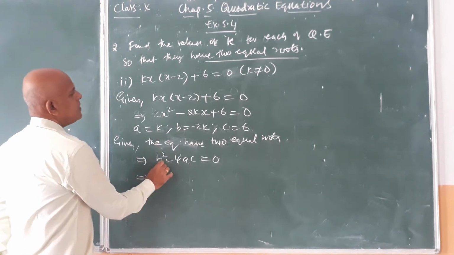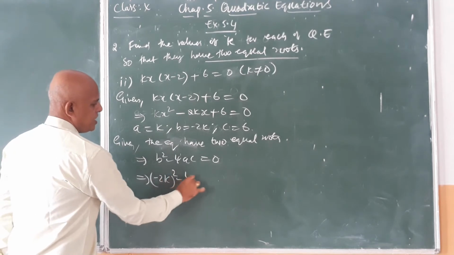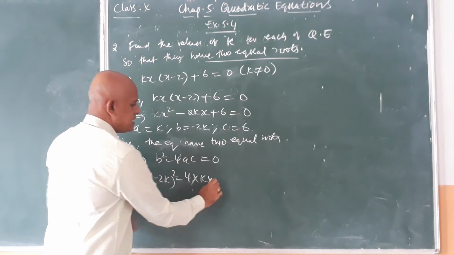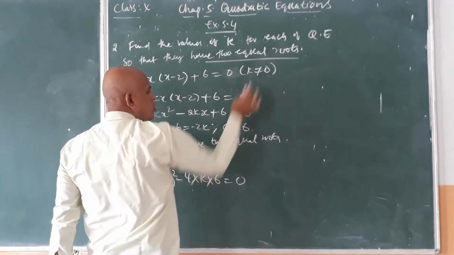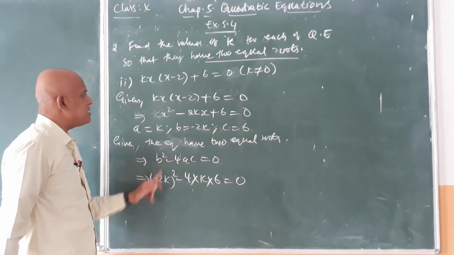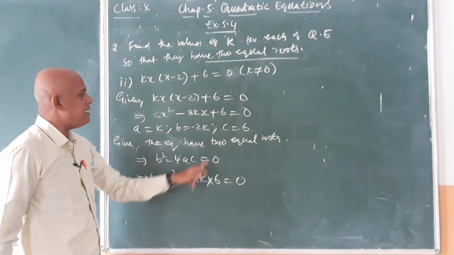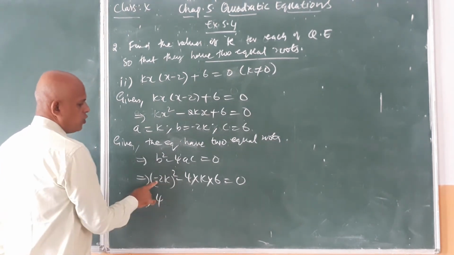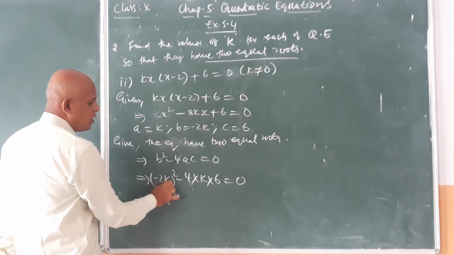So implies b square, b value is what here? Minus 2k whole square minus 4 into a value, a is k, and the c value is 6, is equal to 0. Why we are equating to 0? Because they only given that they have two equal roots. That's why we have to equate the discriminant value to 0. Minus 2 square is plus 4, k square. For both minus 2 and k we have to square it.